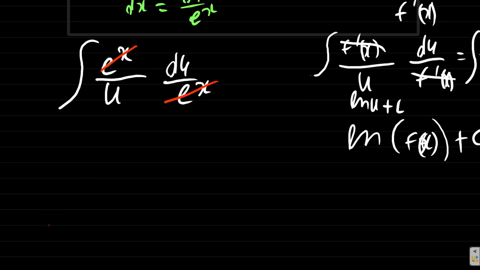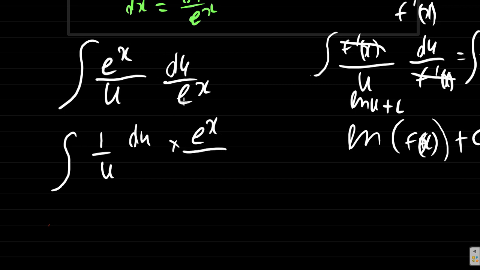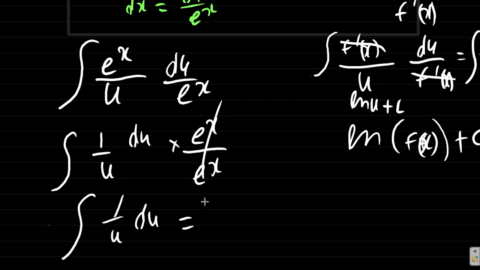In other words, remember, you could write this as the integral of 1 over u du times this e to the x here over this e to the x. Alright, that's basic, you should remember it. They cancel. So you have the integral of 1 over u du. What's the integral of 1 over u with respect to u? It is ln u plus c.